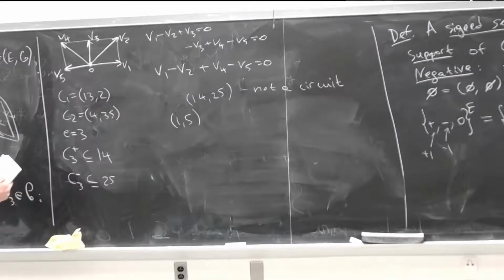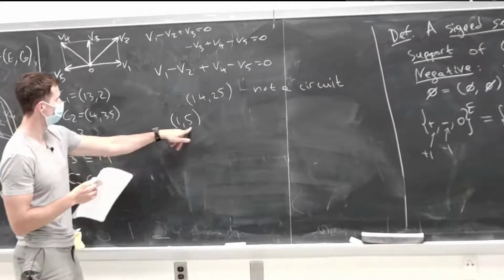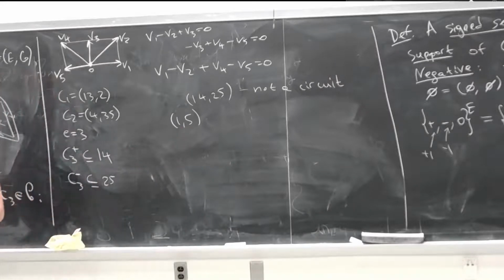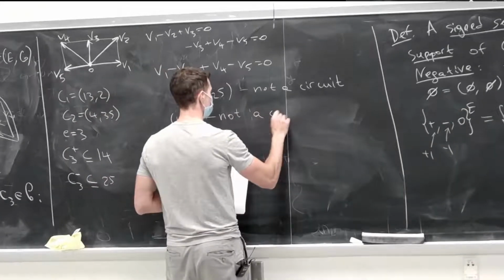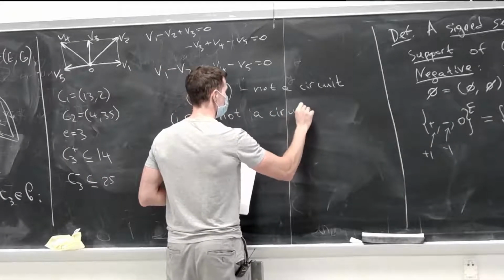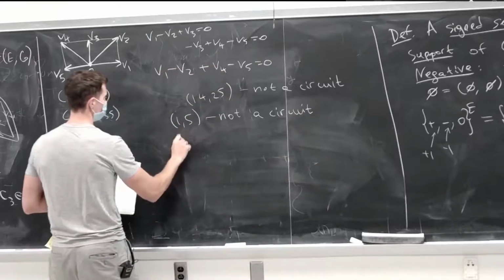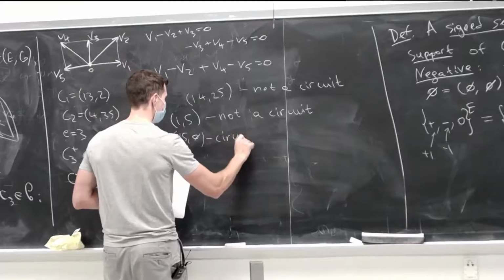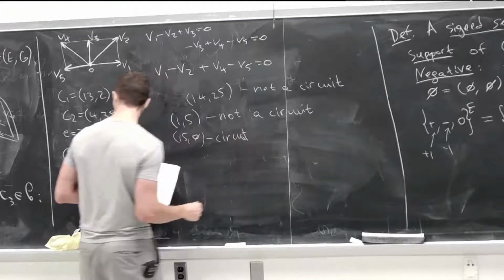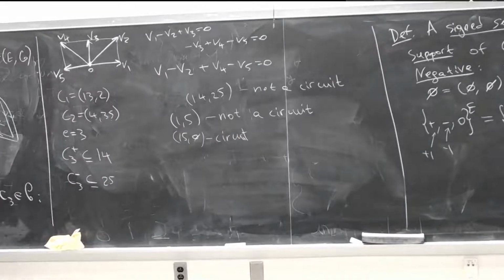Well, actually, 1, 5 is not a circuit. I don't know if you can notice this. Is this a circuit or not? Not a circuit. Not a circuit. 5, empty set is a circuit, but it's not of this form.